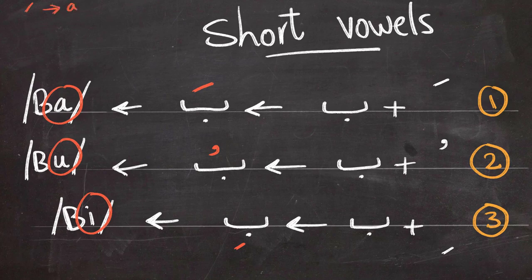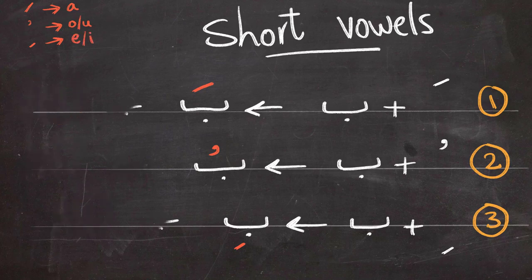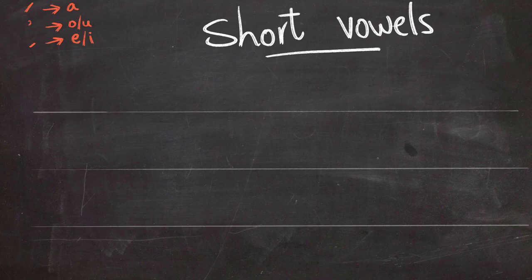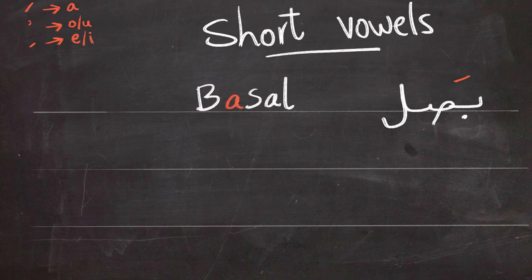And in order to keep track of these 3 short vowels, I'm going to write them on the top left corner so that they will stay there for the remaining of the lesson. Let's have some examples to see how these short vowels work in a real word. The first example that we're going to talk about is basal. Basal. It means onion. Notice how we say ba, and it even comes back in how we spell it in English.